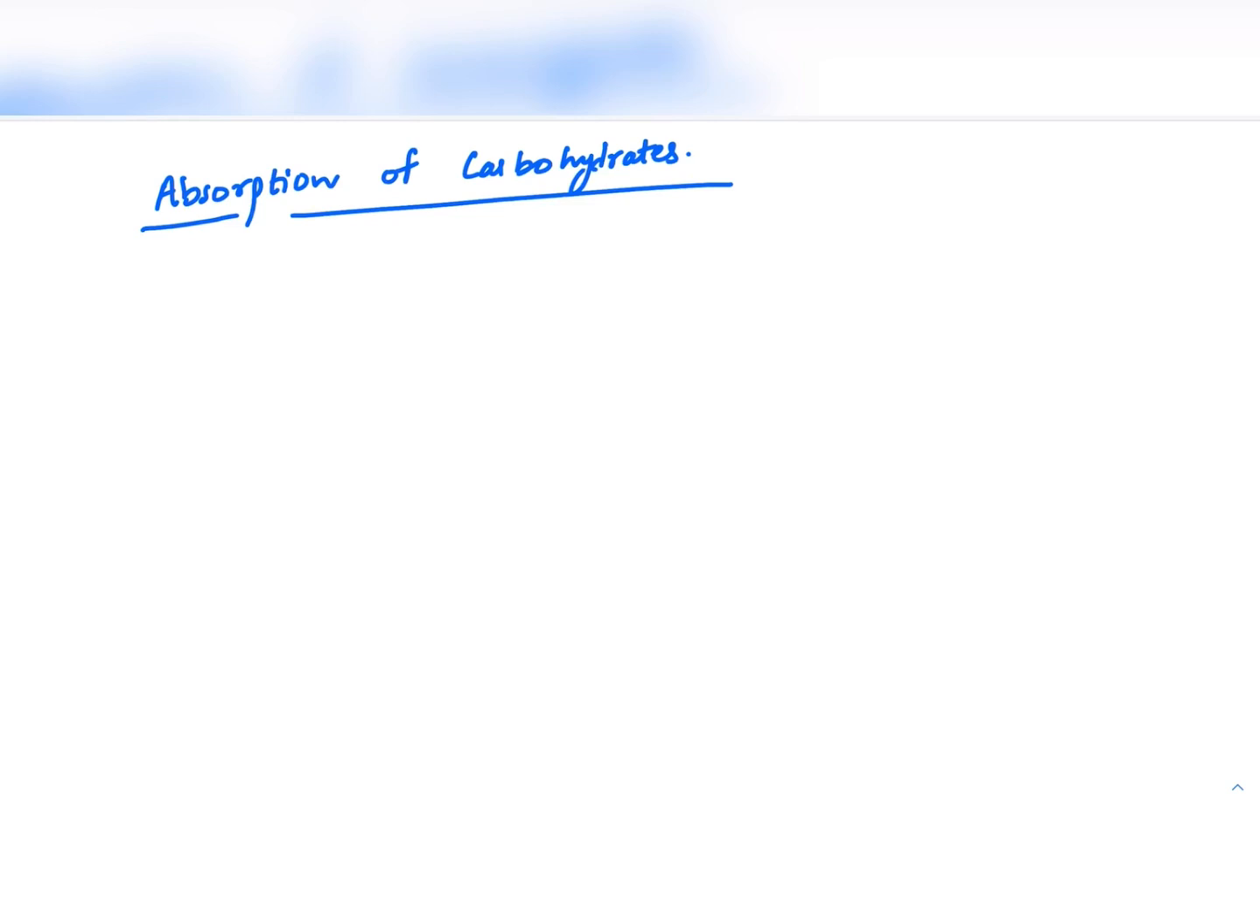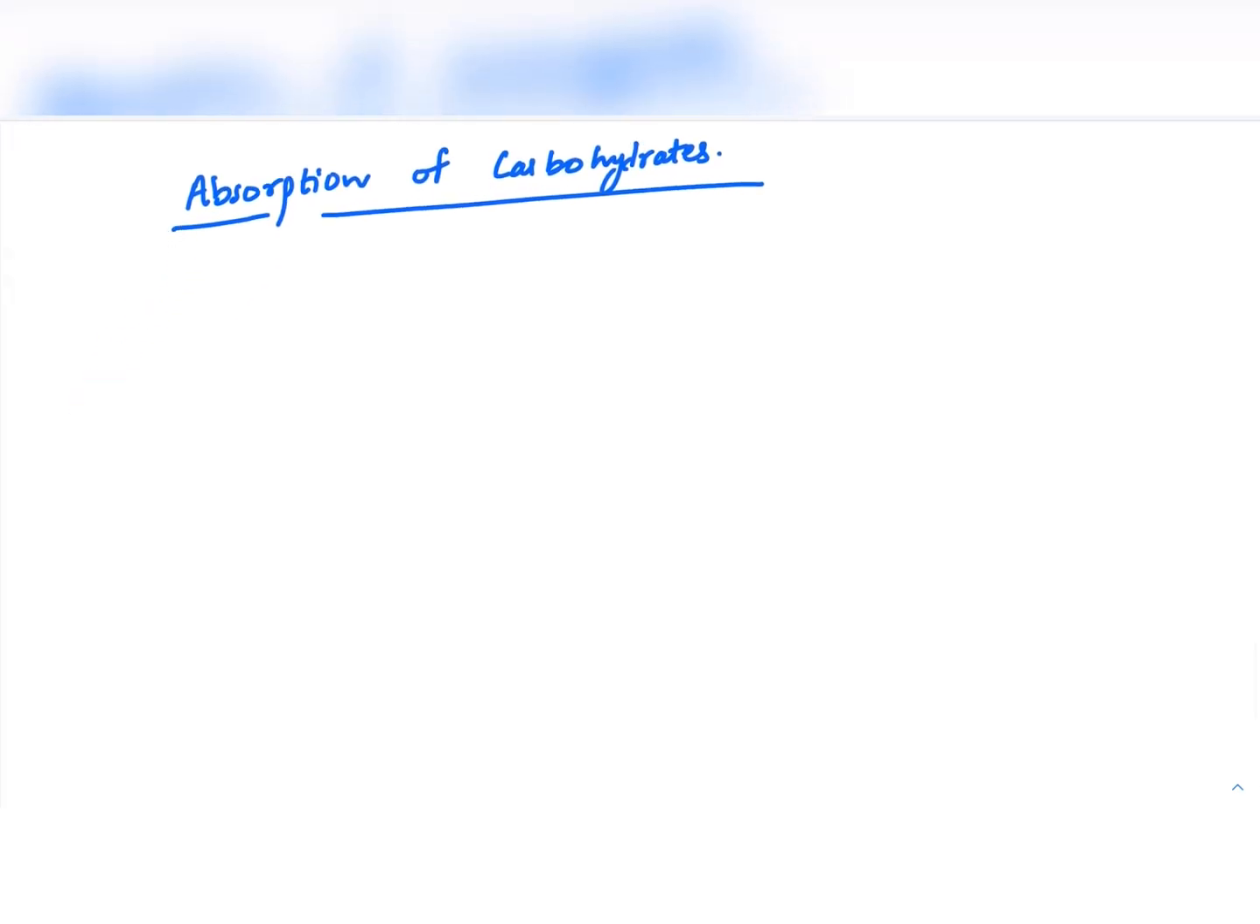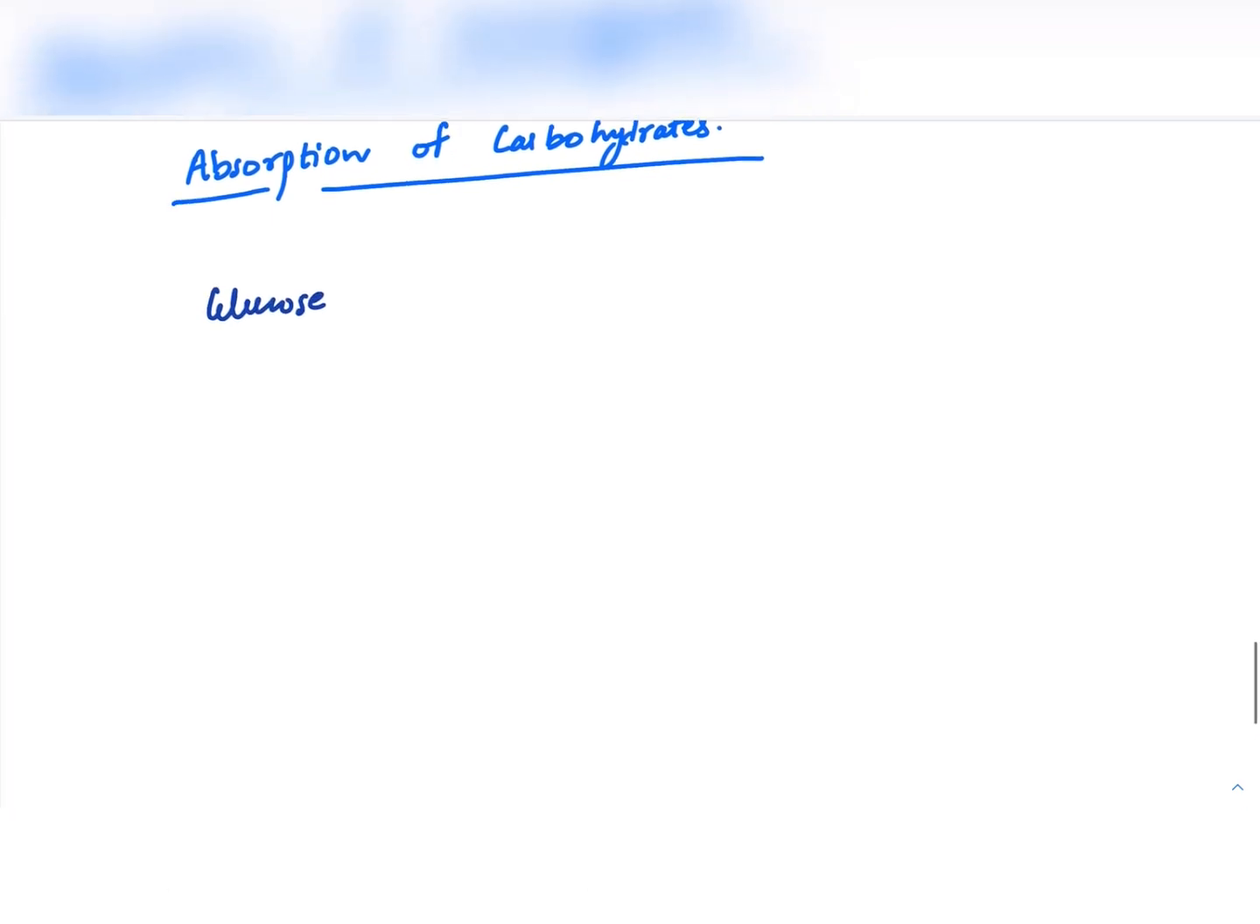Hello everyone. So in the previous lecture we have seen the digestion of carbohydrates, and during digestion we have produced the monosaccharide units. That is, in the digestion process you have seen that we have got glucose, galactose and fructose mainly, and these monosaccharide units are present in the jejunum area where the absorption usually occurs.